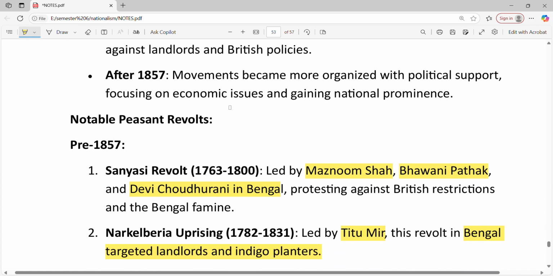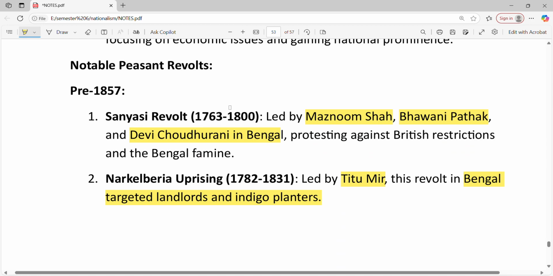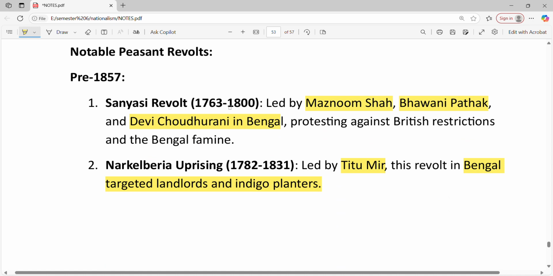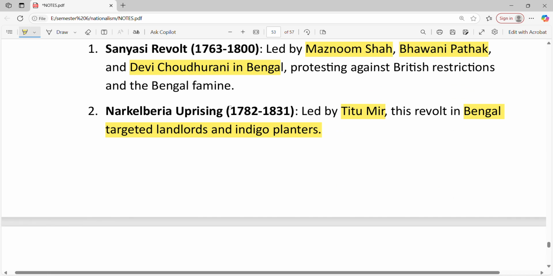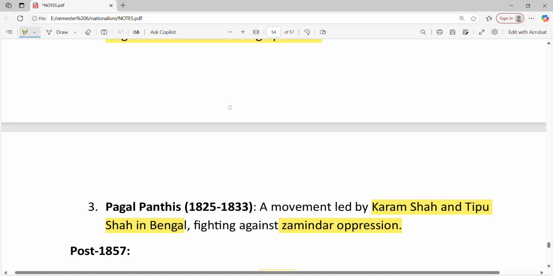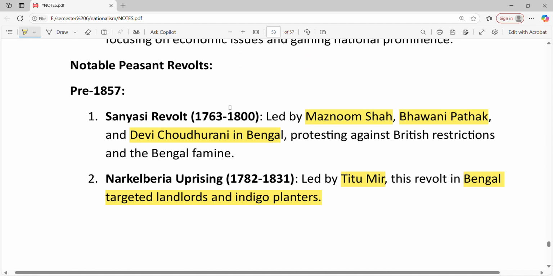So before 1857, I have listed three major important revolts. One is the Sannyasi revolt, then the Narkelberia uprising led by Titumir, targeting the landlords and indigo planters in Bengal. Then Pagal Panthis, a movement led by Karam Shah and Tipu Shah in Bengal, fighting against zamindar oppression. So Sannyasi is an important one. Sannyasi revolt, okay, not the date, not the time, year and all. It was led by Majnu Shah and supported by Bhavani Pathak and Devi Chaudhurani in Bengal.